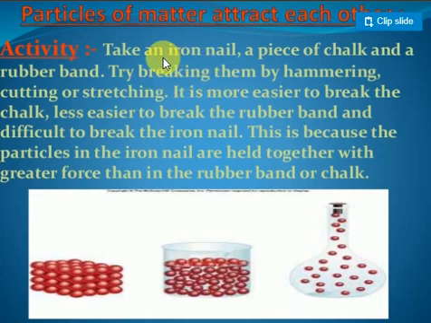Clear? When you go for the iron nail, it's very difficult to break. Why is the iron nail so difficult to break? Because iron has a strong intermolecular force of attraction. Iron is a metal, so there is a metallic force of attraction, and because of it, a large amount of energy is needed to break iron. That's the reason iron is used for making doors, window frames, and so on. So this is the major idea: the particles of matter attract each other. Compared with the chalk piece and rubber band, iron has the highest force of attraction.